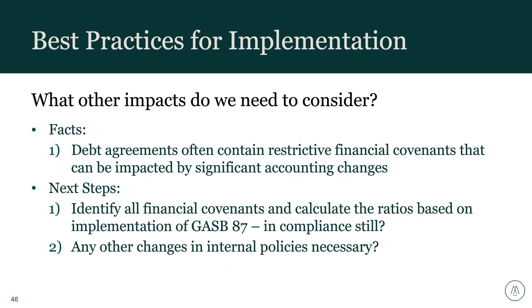And then finally, one final best practice is to consider that debt agreements often contain those restrictive financial covenants, and those can be impacted by a significant accounting change, especially in light of the fact that this standard will bring on substantial liabilities if the government has significant operating leases. So just a reminder here to consider identifying all those financial covenants that the governmental entity must comply with, and then calculate those ratios or covenants based on the implementation of GASB 87. This will allow you to have conversations with those that you need to have conversations with if you're not in compliance, and gives you a little bit of greater understanding about how the implementation of GASB 87 will impact your organization. You may also consider other changes to internal policies as a result of those calculations.